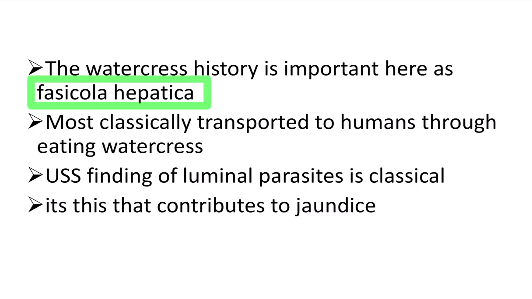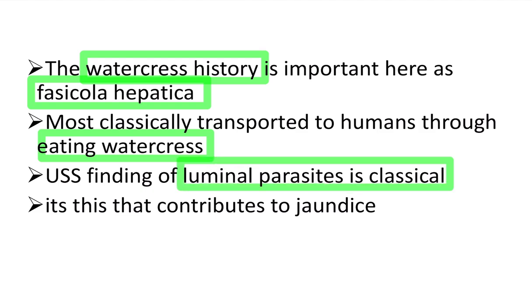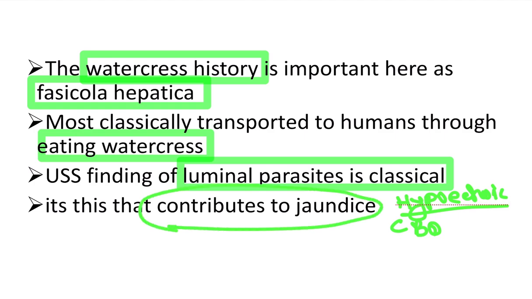It is the most important point that when there is a water cress plant history in this condition, Fasciola hepatica is almost confirmed. It is most classically transmitted to humans through eating water cress. Water cress farmers usually eat water cress, so it is very possible to transmit by this route. On ultrasound, the classical finding is a luminal parasite, presenting as a hypoechoic area in the common bile duct, and it also contributes to jaundice. That means jaundice is also present.